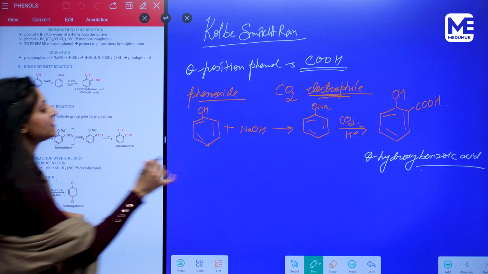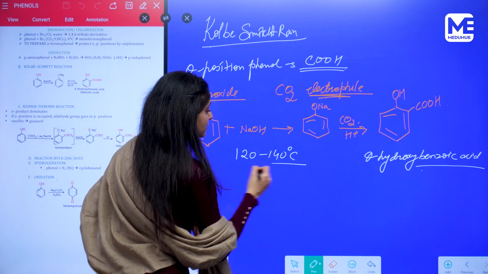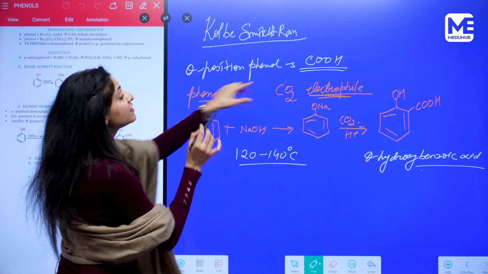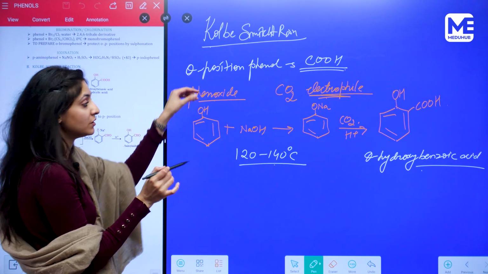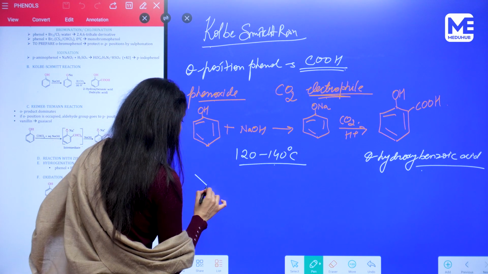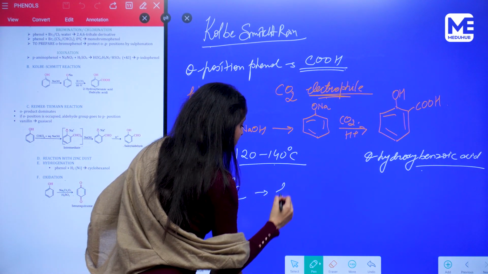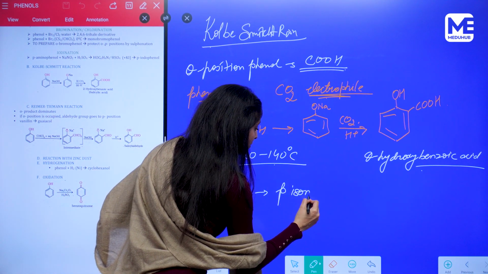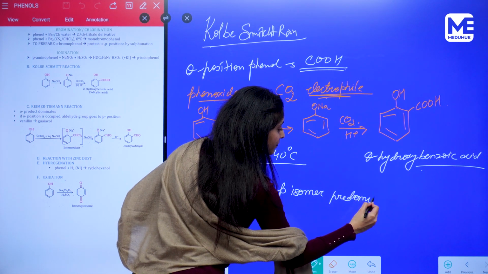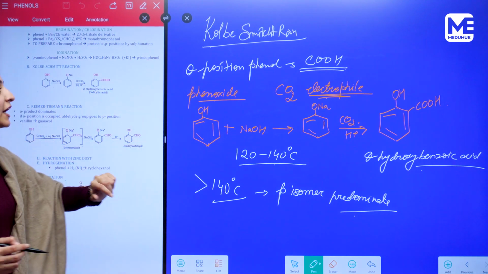Now this reaction takes place at 120 to 140 degrees Celsius. And majorly the ortho product dominates. We get the COOH group at the ortho position. We get a little amount of para isomer also. But if the temperature is greater than 140 degrees, majorly the para isomer will predominate. So this is the Kolbe-Schmidt reaction.